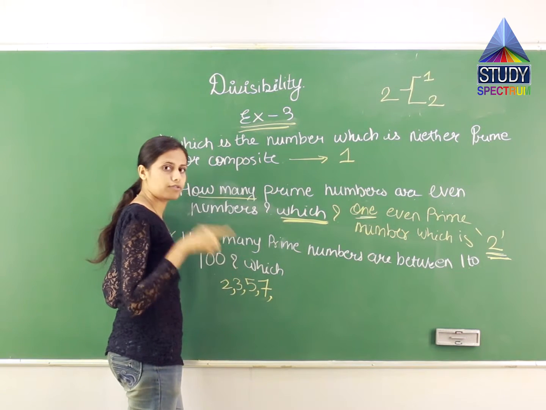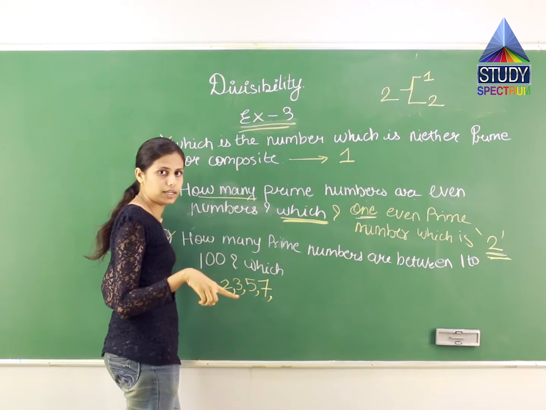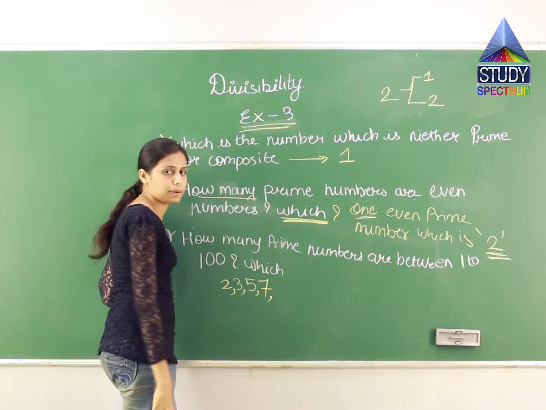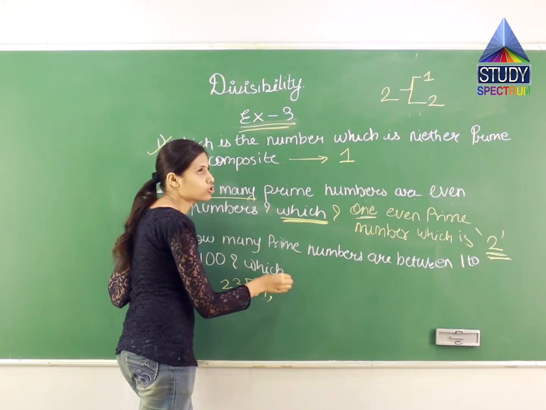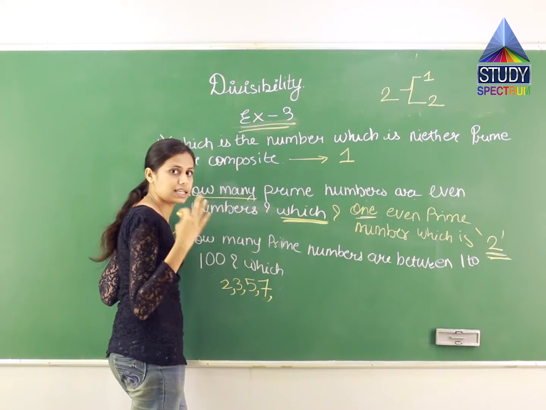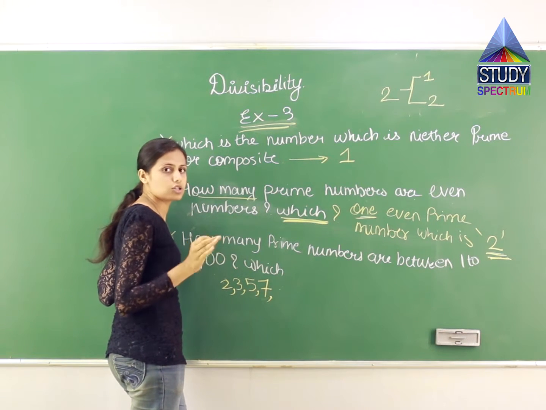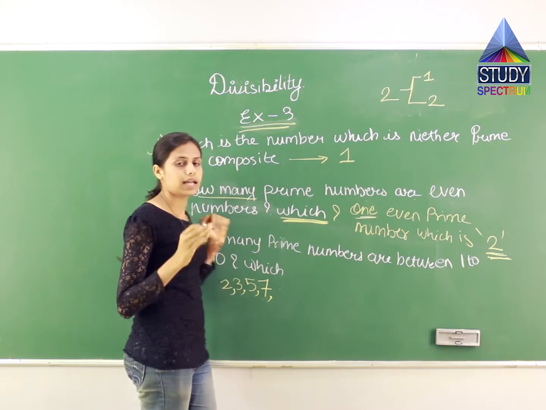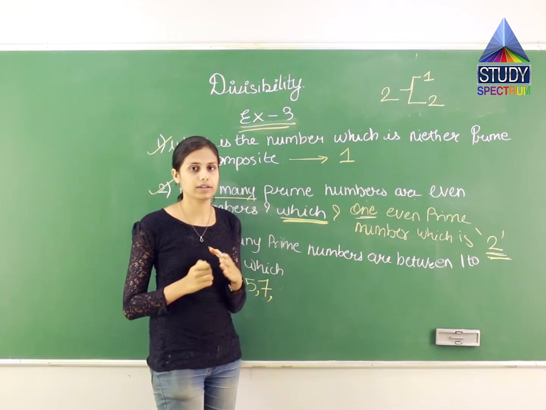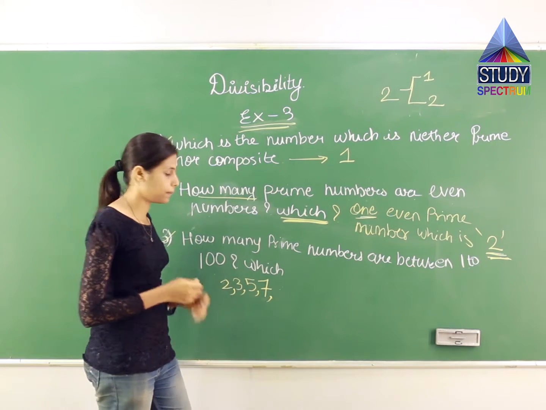8 comes in the table of 2 as well as 4, right? So I cannot say that 8 is a prime number. 8 is a composite number. Then I have 9. 9 also comes in the table of what? 3. 3 3s are 9. So 9 is also not a prime number. Then 10. 10 comes in the table of 2 and 5, right? So 10 is also not a prime number.